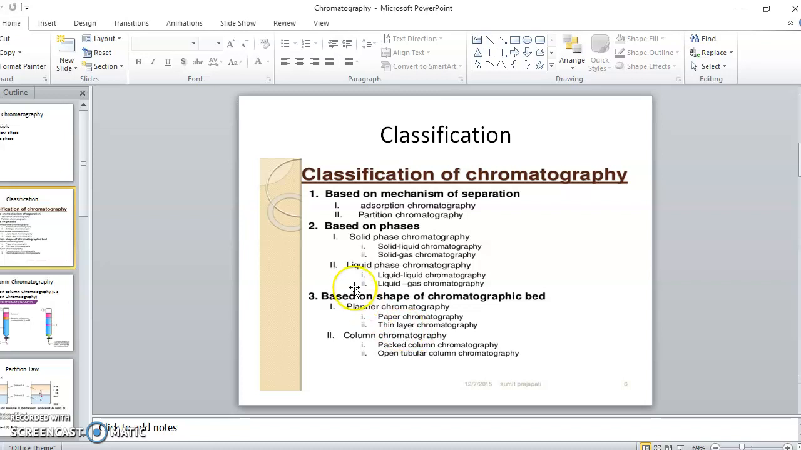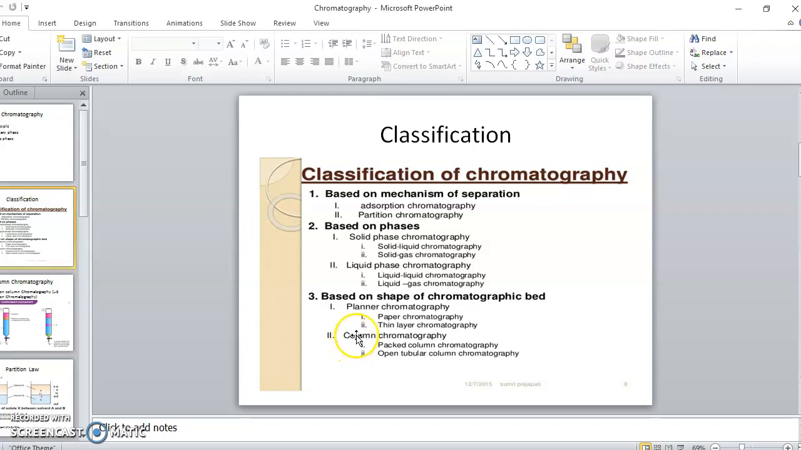Now you can also call it the technique of separation. Actually you are preparing a chromatographic bed, or we are preparing a stationary phase. Based on that we can have planar chromatography. In planar chromatography the stationary phase is prepared on a plate. It will be a glass plate, a thin metallic plate, or a paper. Over that you are preparing the stationary phase in a planar manner. That's why this chromatography is called planar chromatography.